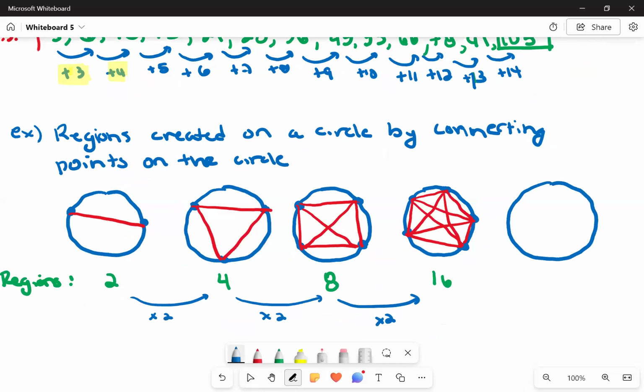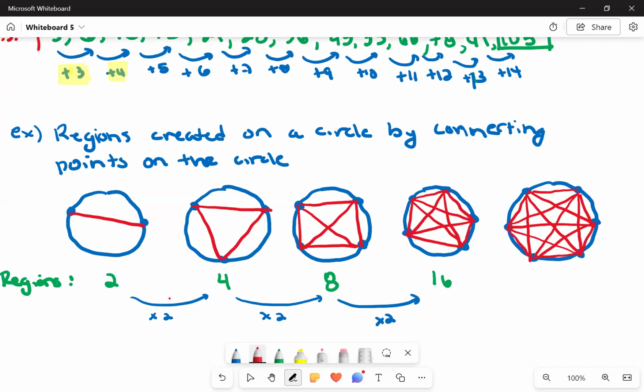6 points. 1, 2, 3, 4, 5, 6. I'm sorry, 6 points, not regions. Okay, here we go. Connecting. So I'm going to start with the top left. Here we go. 1, 2, 3, 4, 5. Okay, now this guy. 1, 2, 3, 4. Okay, this one. 1, 2, 3. This one. 1, 2, and then these 2. 1, 2.